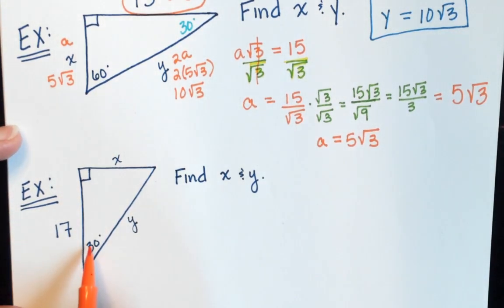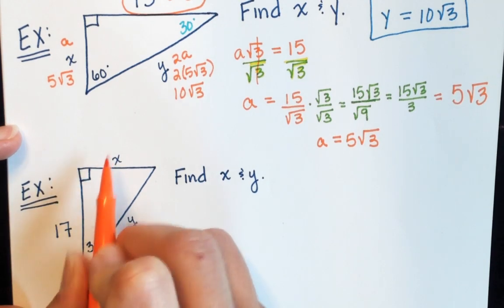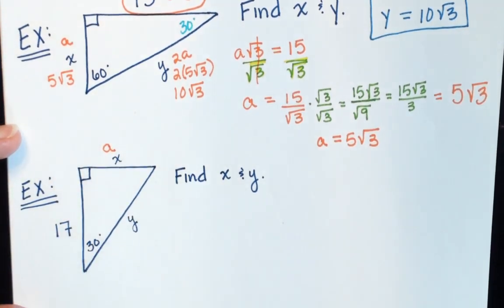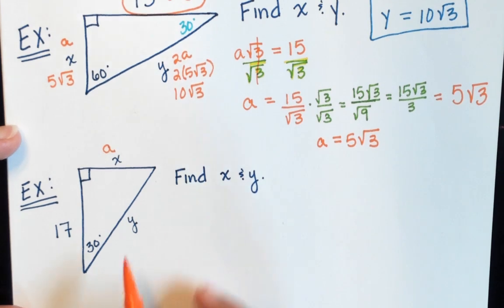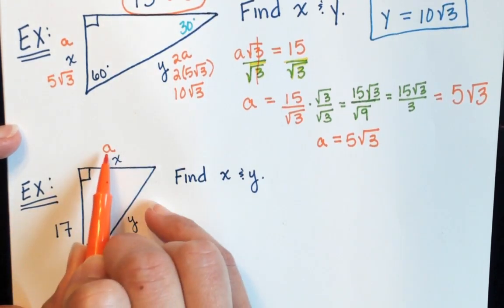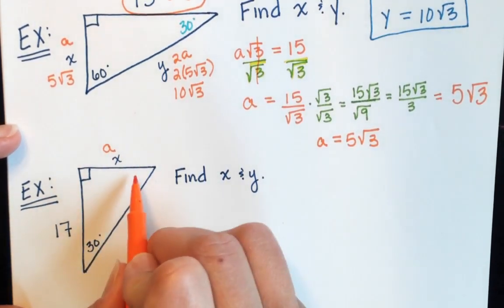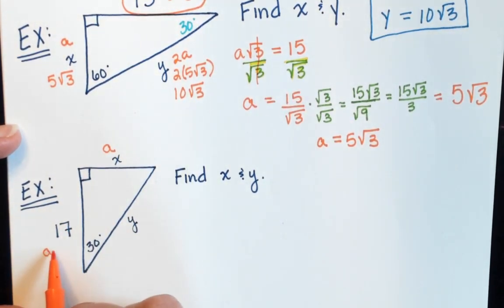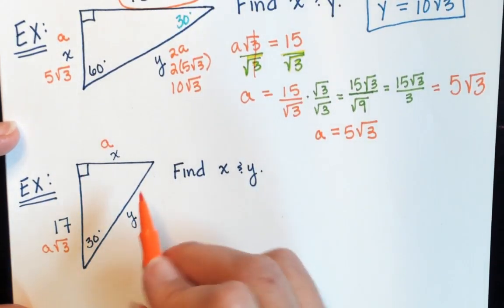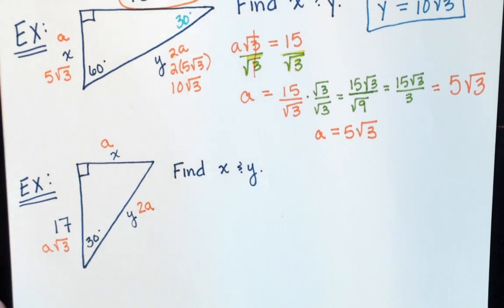So opposite our 60 is A. Excuse me, opposite our 30. Opposite our 30 is A. Opposite our 60 is A radical 3. Opposite our 90 is 2A.